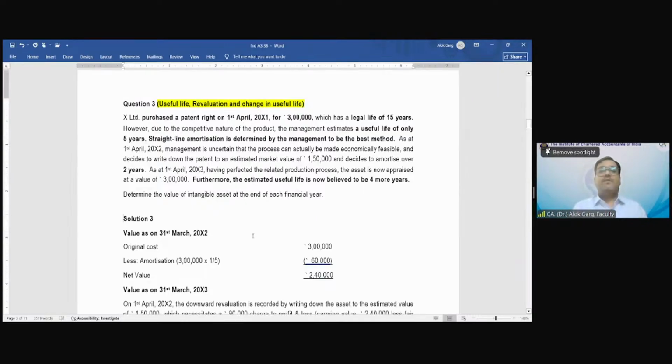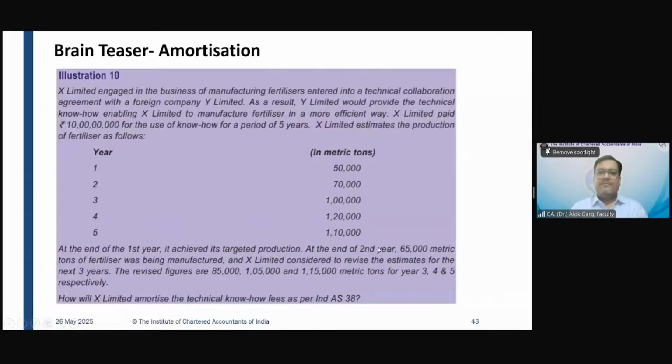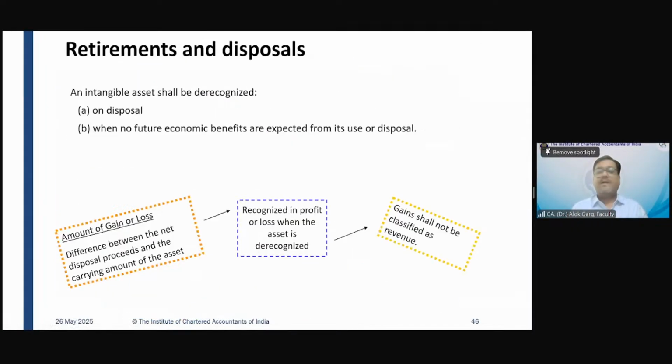Useful life, revaluation, and change in useful life. Okay. Is that clear? Yes, sir. Clear? Yes. So this part we discussed.